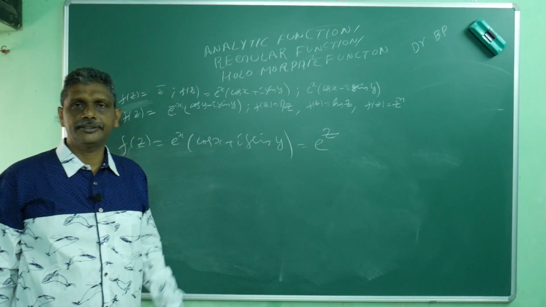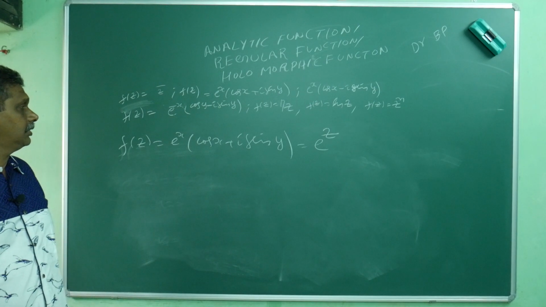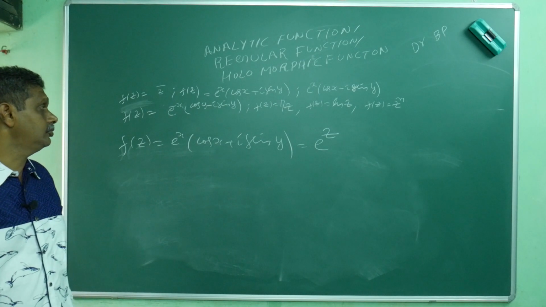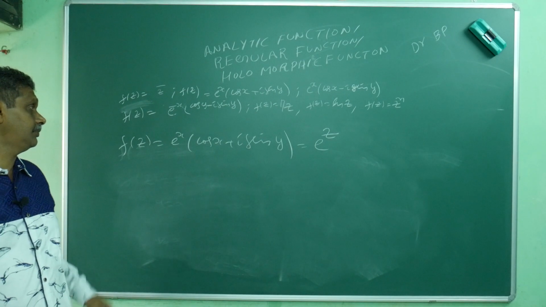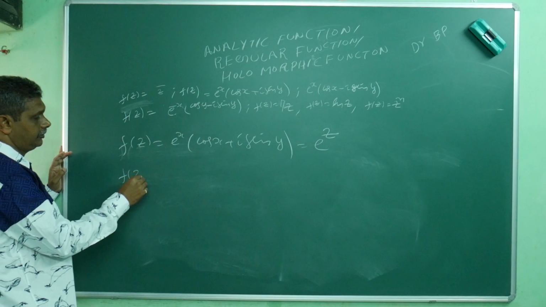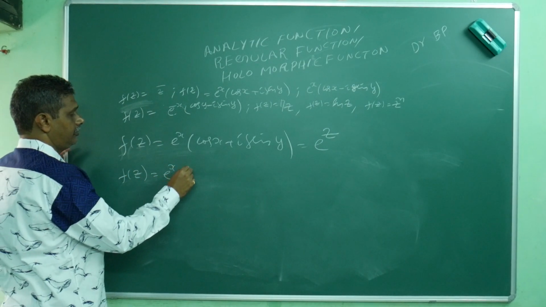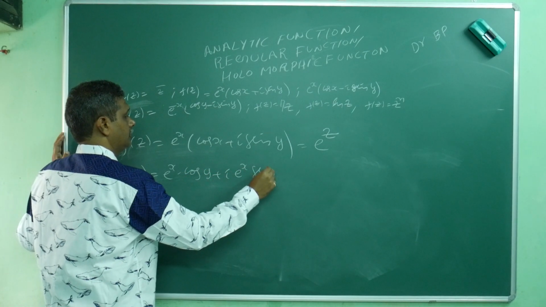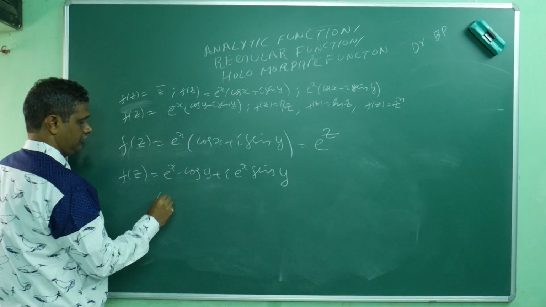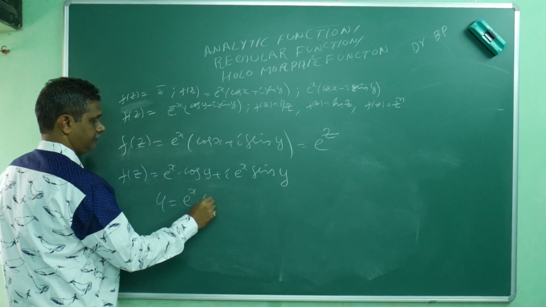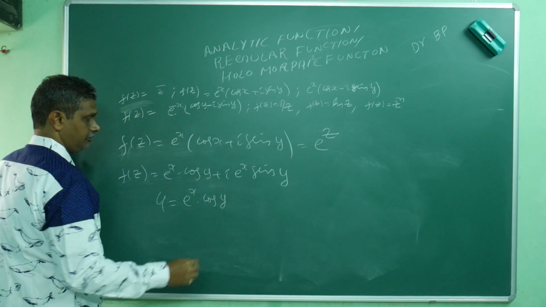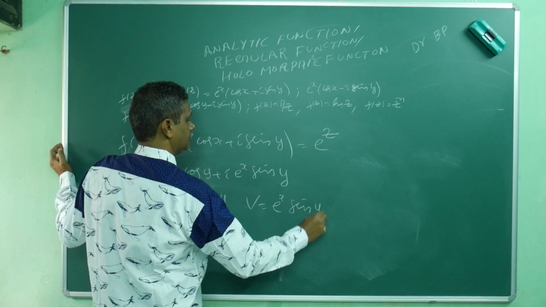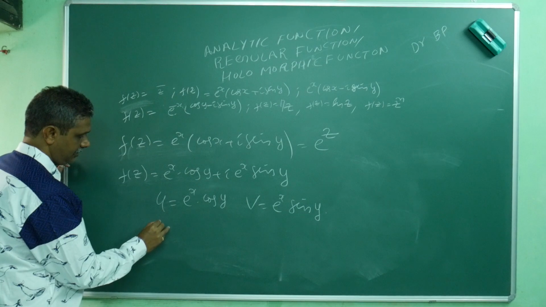Don't get confused. Attack slowly. Now my aim is to write who is u and who is v. f of z is equal to e power x cos y plus i into e power x sin y. So u is equal to e power x cos y, and v is equal to e power x sin y.